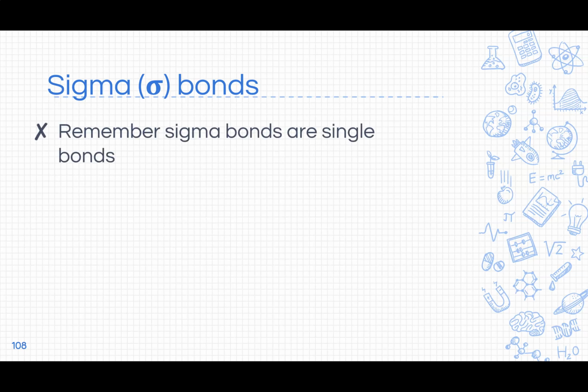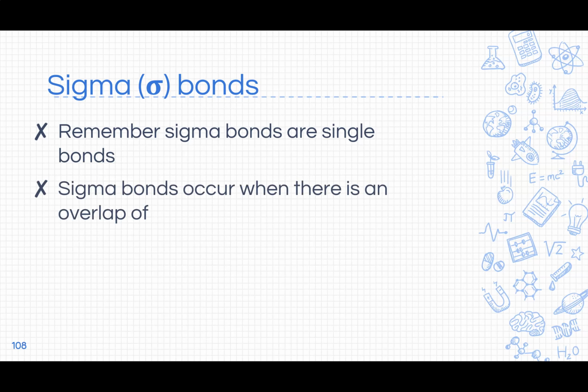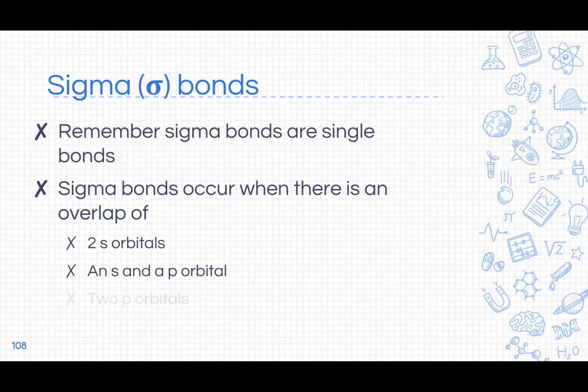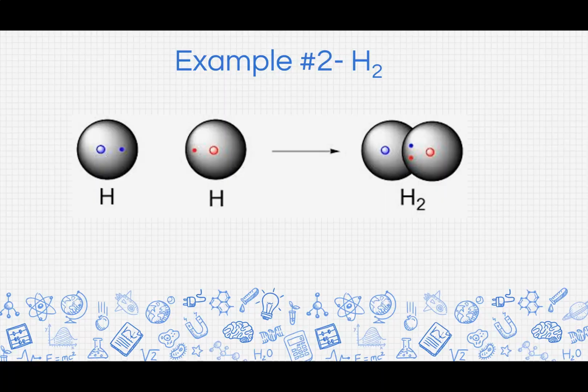So remember that sigma bonds are single bonds, and they occur when there's an overlap of 2 s orbitals, an s and a p orbital, or 2 p orbitals. So I just showed you an example of a sigma bond, a single bond that would form between H and Cl when an s orbital overlaps with a p orbital.